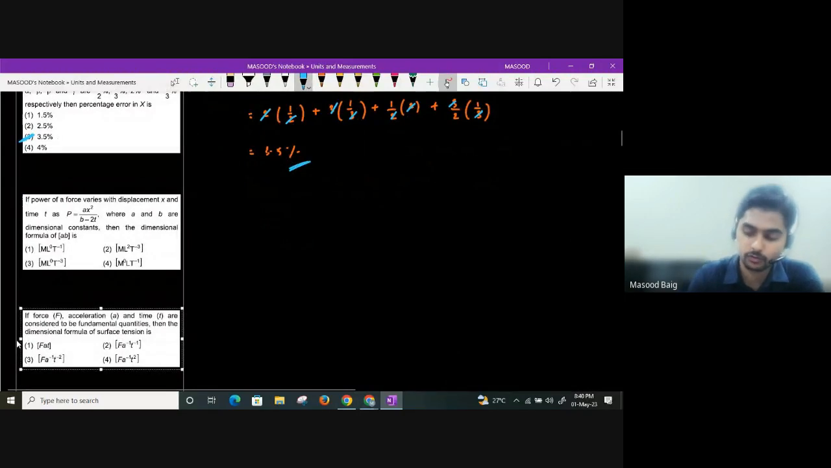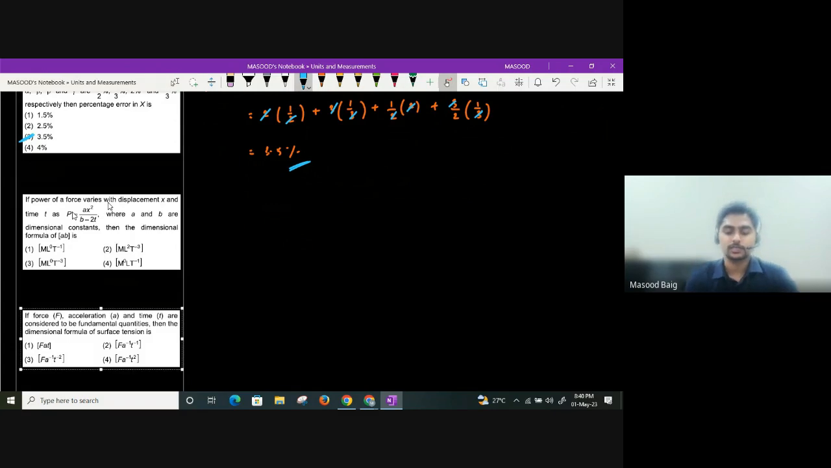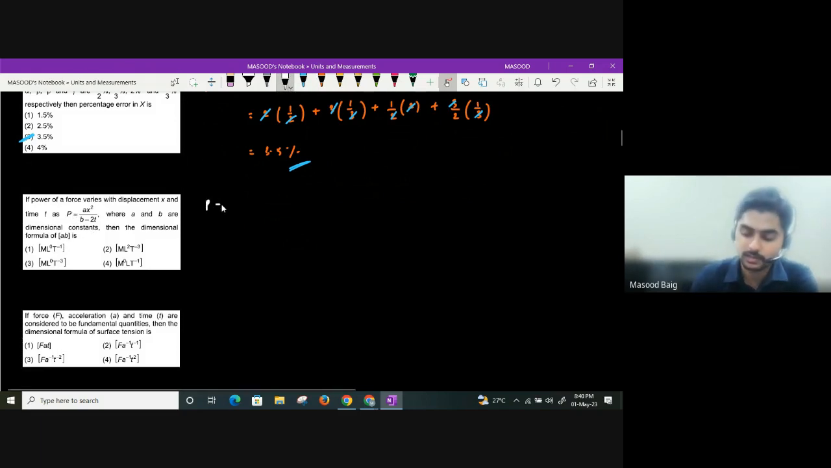If power of a force P is given, the power of a force varies with displacement, something like this. They're asking what are the dimensions of A and B. So how will you do this question? Very simple, guys. P is power here, ax square divided by b minus 2t.